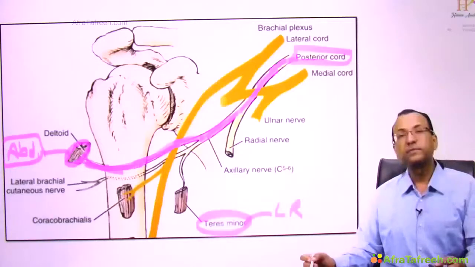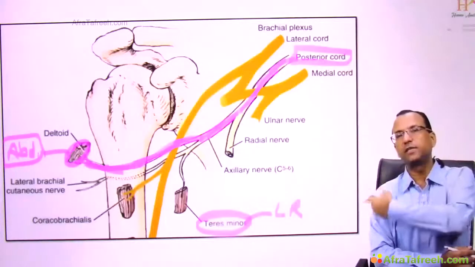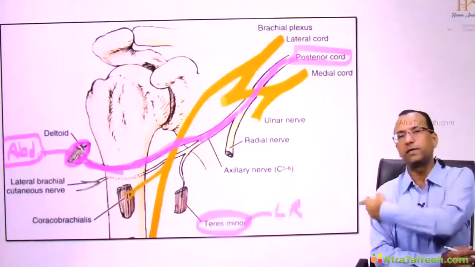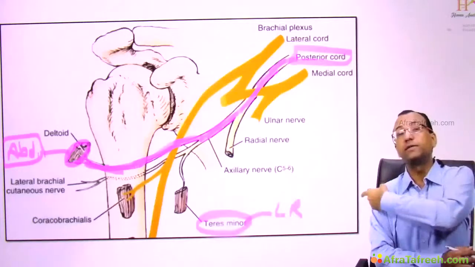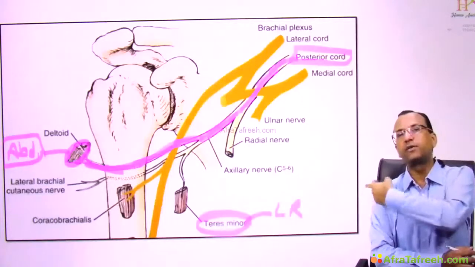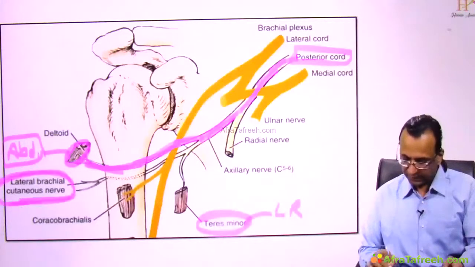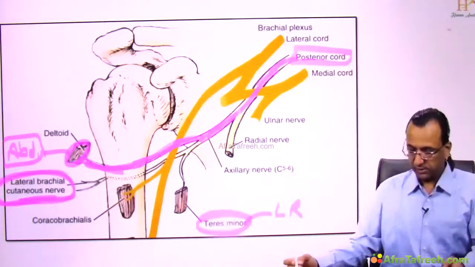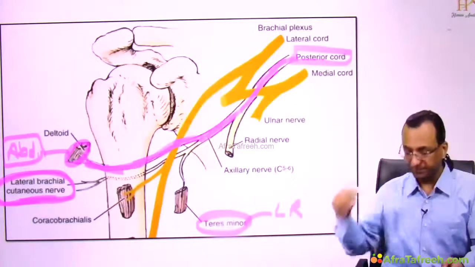What else is it doing? You remember the regimental badge area? Skin on the lower part of the deltoid. Lower or upper? Upper part of the deltoid. The skin on the upper part of the deltoid is supplied by the axillary nerve. It is giving a cutaneous branch. Okay, so this is about the axillary nerve here, supplying deltoid and teres minor.